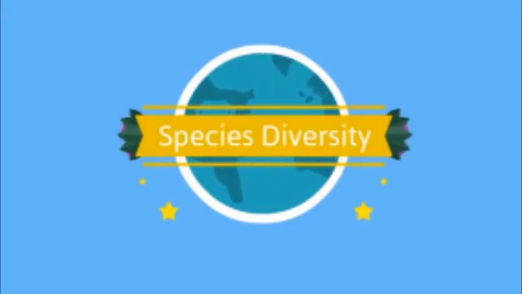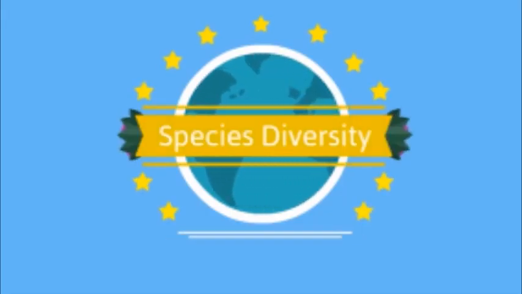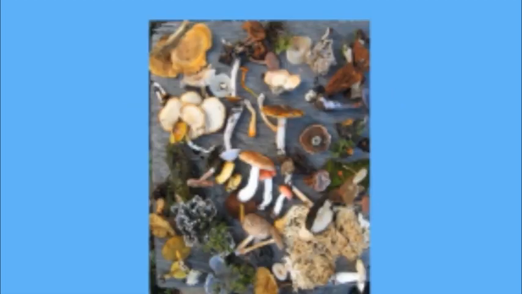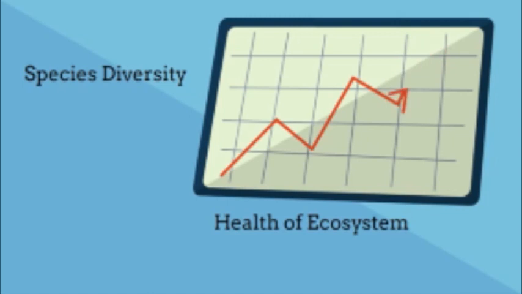Species diversity is the number of species and the relative abundance of each species in a community. Take a look at the variety of mushrooms collected from a particular forest. Notice how many different species are found in this area. This habitat would represent an area of high species diversity. As species diversity increases, most likely the health of the ecosystem increases.